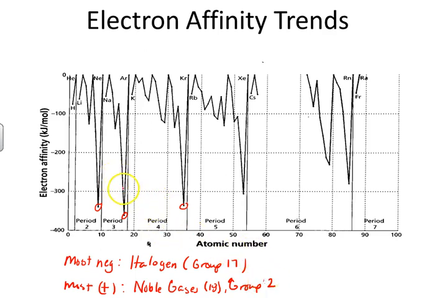We also have that halfway through the p block, so that would be group 15. Group 15 has a half-full p sublevel, therefore very unlikely to gain electrons, or less likely than you would expect with a very small atom. So group 15 tends to be more positive.